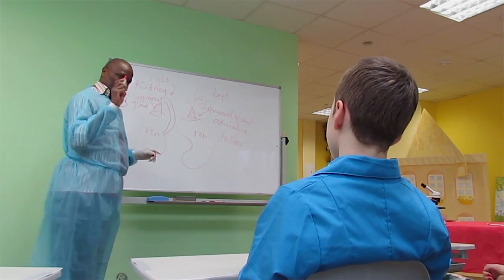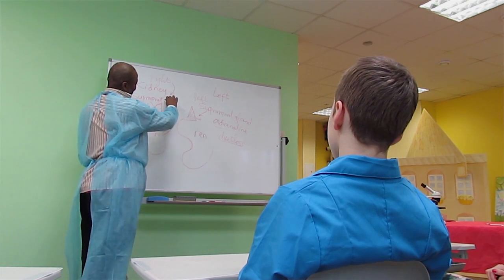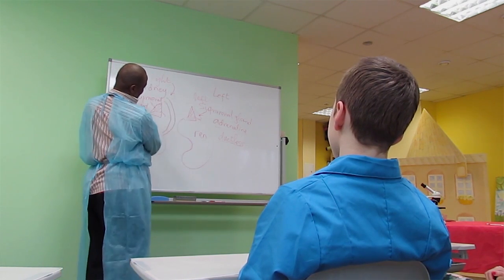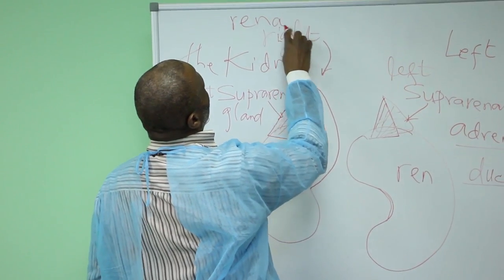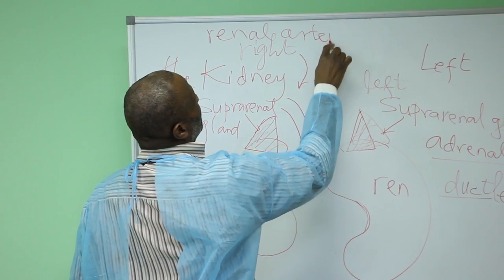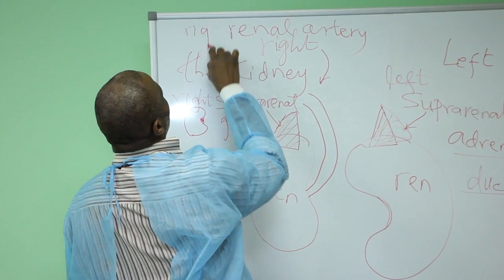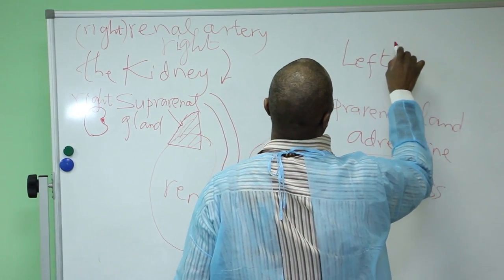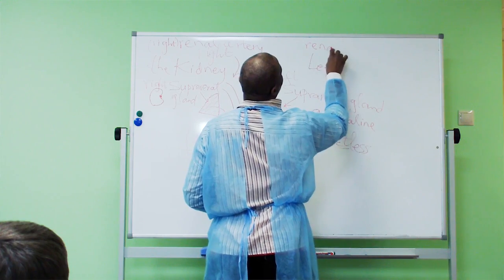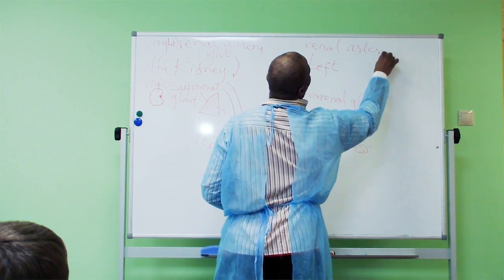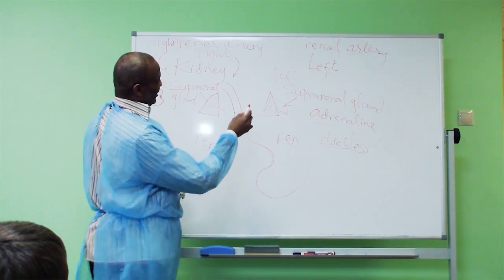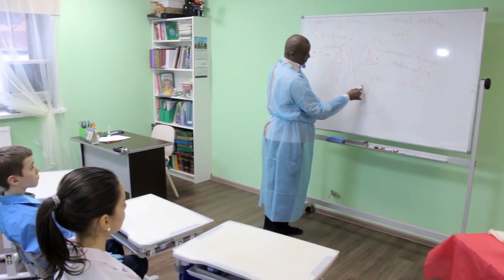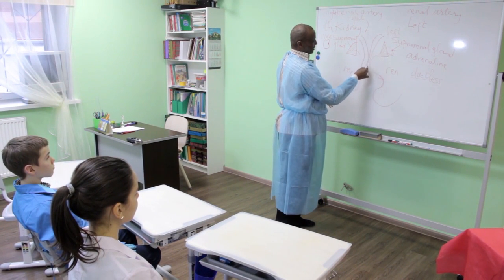Now, very, very important are these arteries. We call them renal arteries. Here on the right, we say right renal artery. And here on the left, we will say left renal artery. Here we can just use something like this to represent it. It goes like this, then another one comes like that.